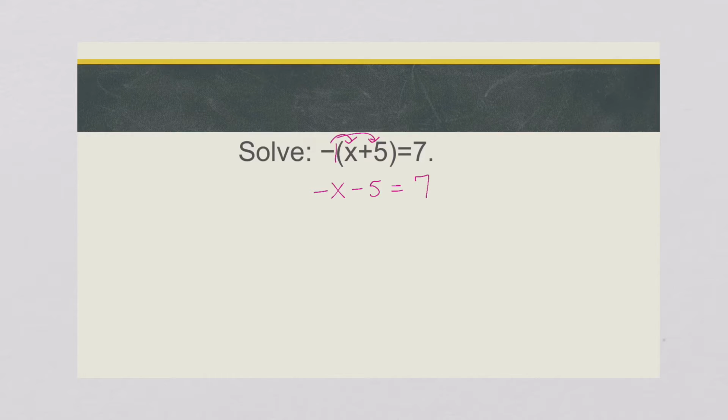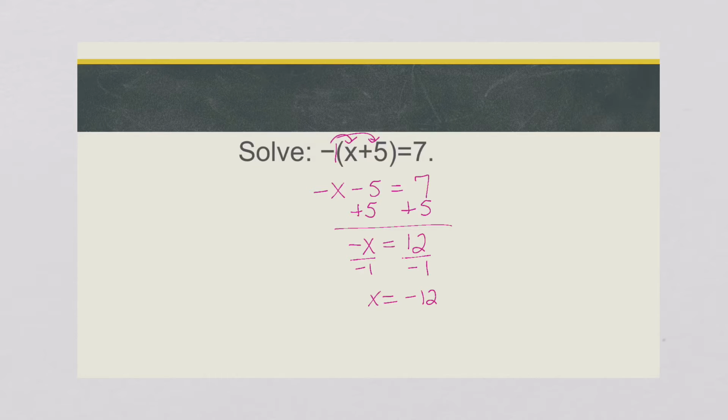Now I want to add 5 to both sides. So I've got negative x is equal to 12. And that's not my answer. I want plain old x. So in order to get rid of that negative sign in front of that x, I could either multiply by negative 1, or my habit is to just divide by negative 1 every time. But multiplying by negative 1 would also do the same thing.